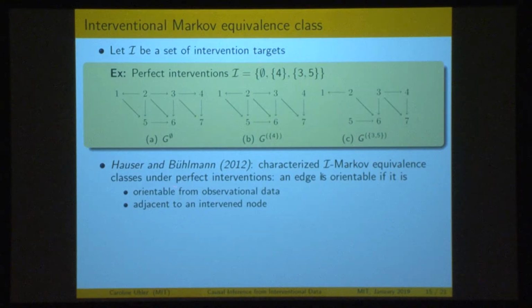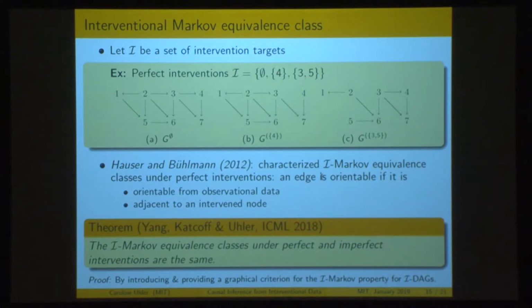You basically take your standard Markov equivalence classes, and what you're able to do is orient edges, in addition, that are adjacent to your interventions. So you have your Markov equivalence classes, and you're able to orient some more edges, namely the ones that are adjacent to any one of your interventions. Okay, so that's simple. But that was just for perfect interventions, and so it was an open problem: what happens for imperfect interventions?